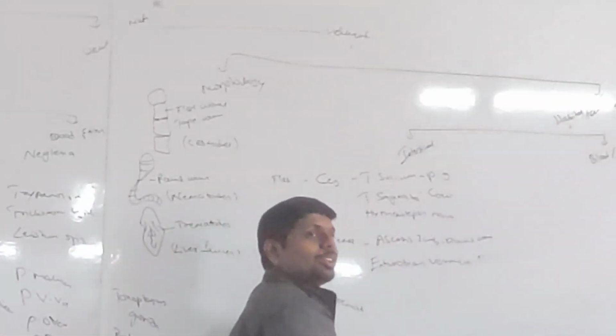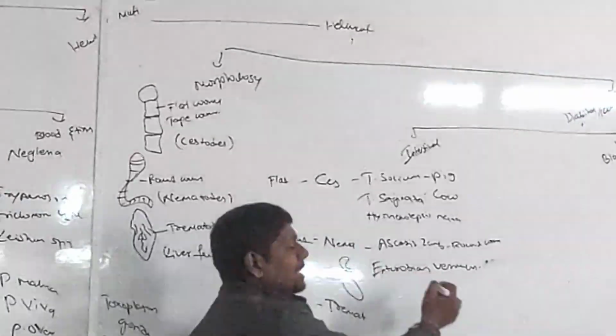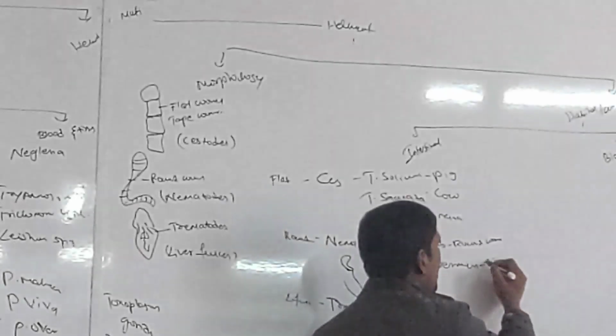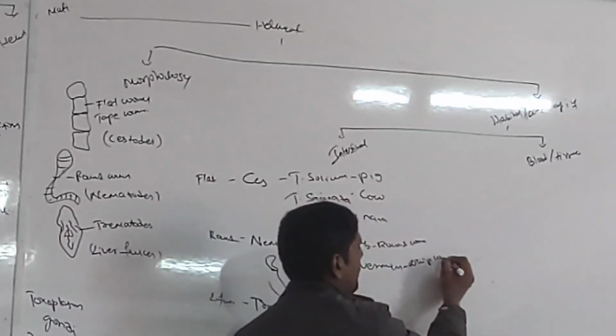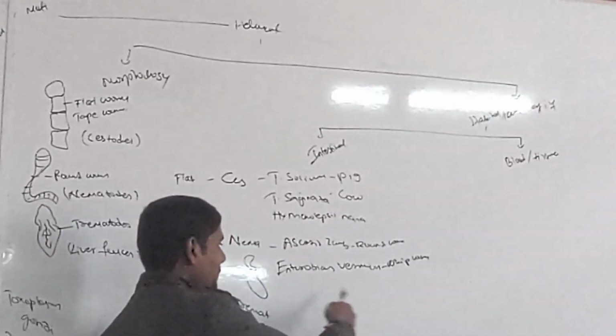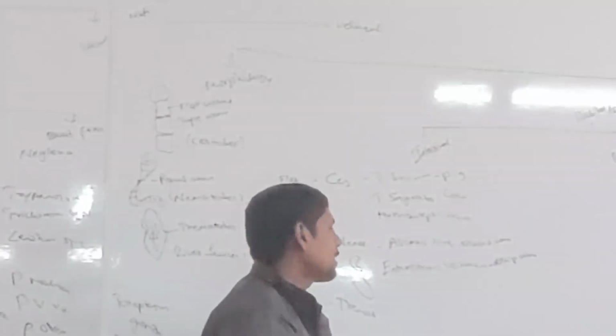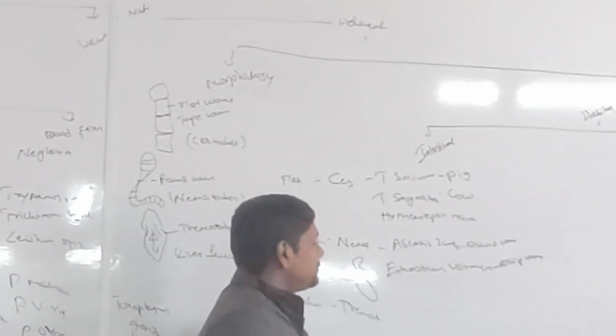Whipworm looks like a whip. Like a thread. That's why this is called whipworm. W-H-I-P, whipworm. You know, you beat horses with a whip. It resembles a whip, hence it's called a whipworm. The next one.